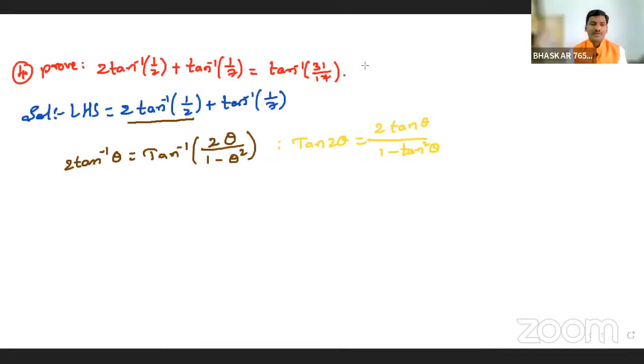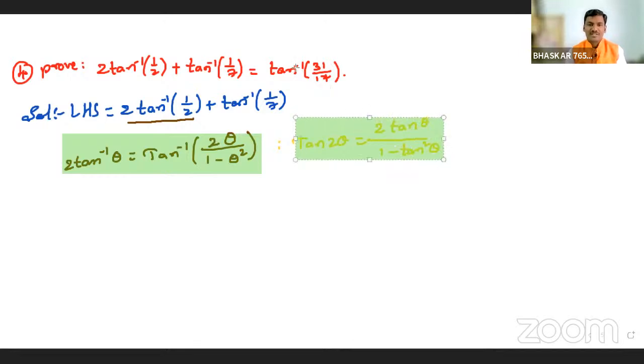Now, let me repeat the formula once again. 2 tan inverse theta is equal to tan inverse of 2 theta by 1 minus theta square. So what is tan 2 theta? This is the basic formula. This is also important.